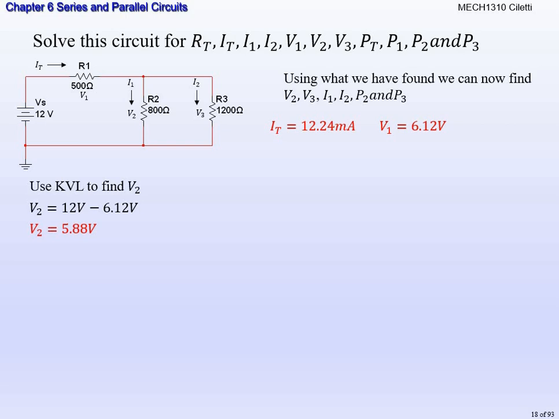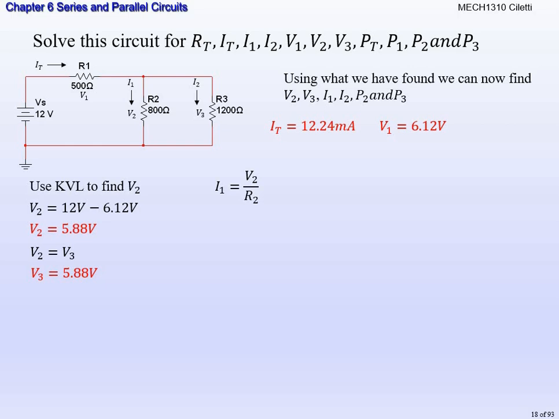That's the voltage drop across resistor 2 we just calculated, 5.88 volts. What does that tell you about the voltage drop across resistor 3, where V3 is? What's the relationship between R2 and R3? They're in parallel. What do we know about parallel resistors? The voltage drop across parallel resistors is always the same. So therefore, the voltage drop V2 equals the voltage drop V3. So V3 also equals 5.88 volts. So now we found V2 and V3.